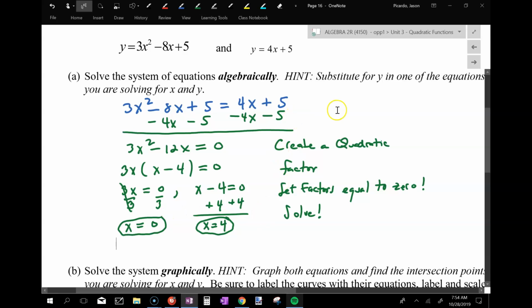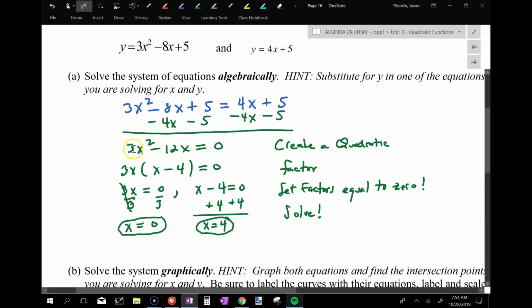All right, here's what I got. Ready? Boom, right? So we're going to subtract the 4x. We're going to subtract the 5. 5 minus 5, that goes away, right? So I get 3x squared minus 12x equals 0. So there's my quadratic.